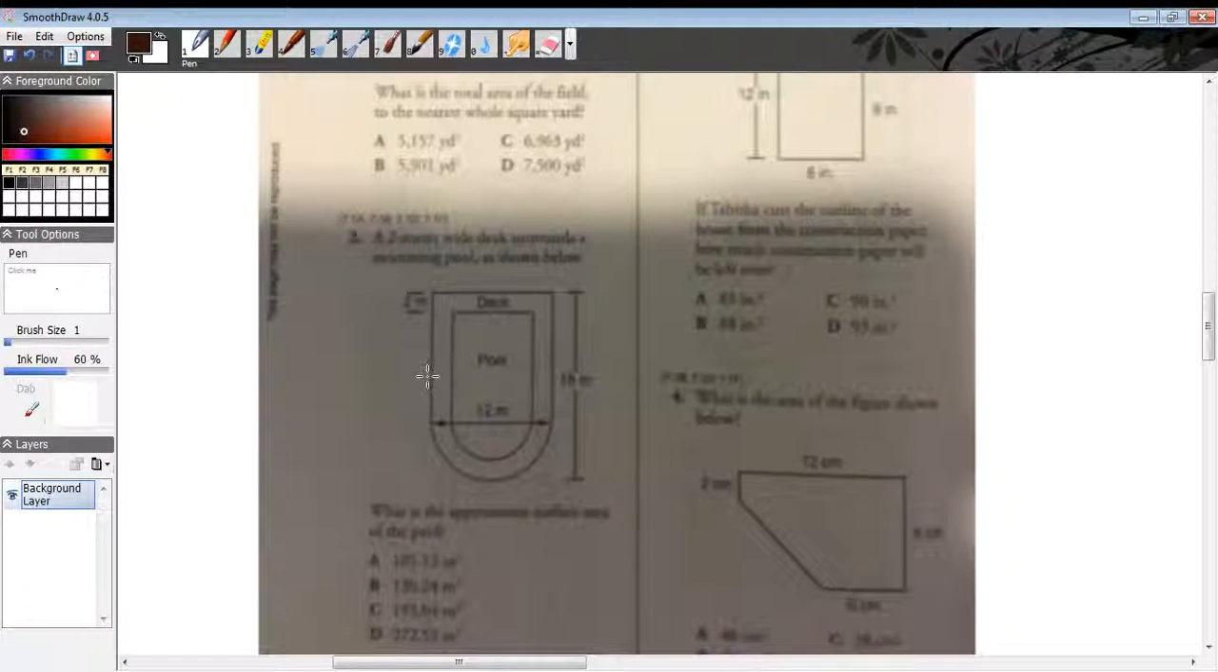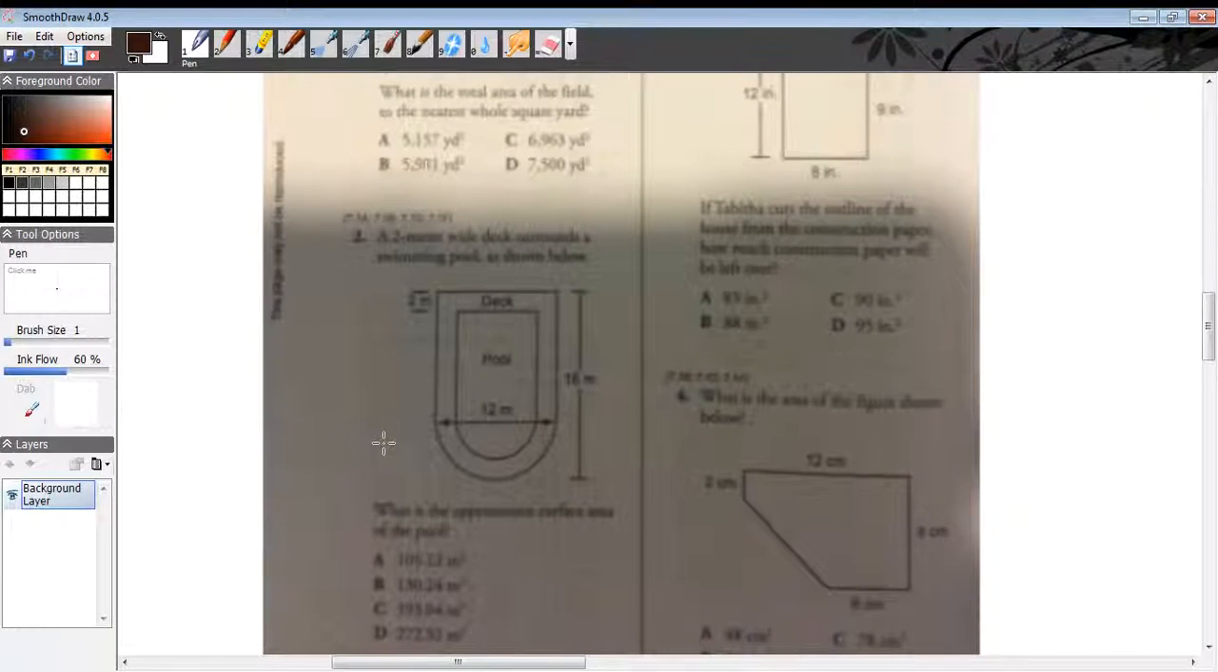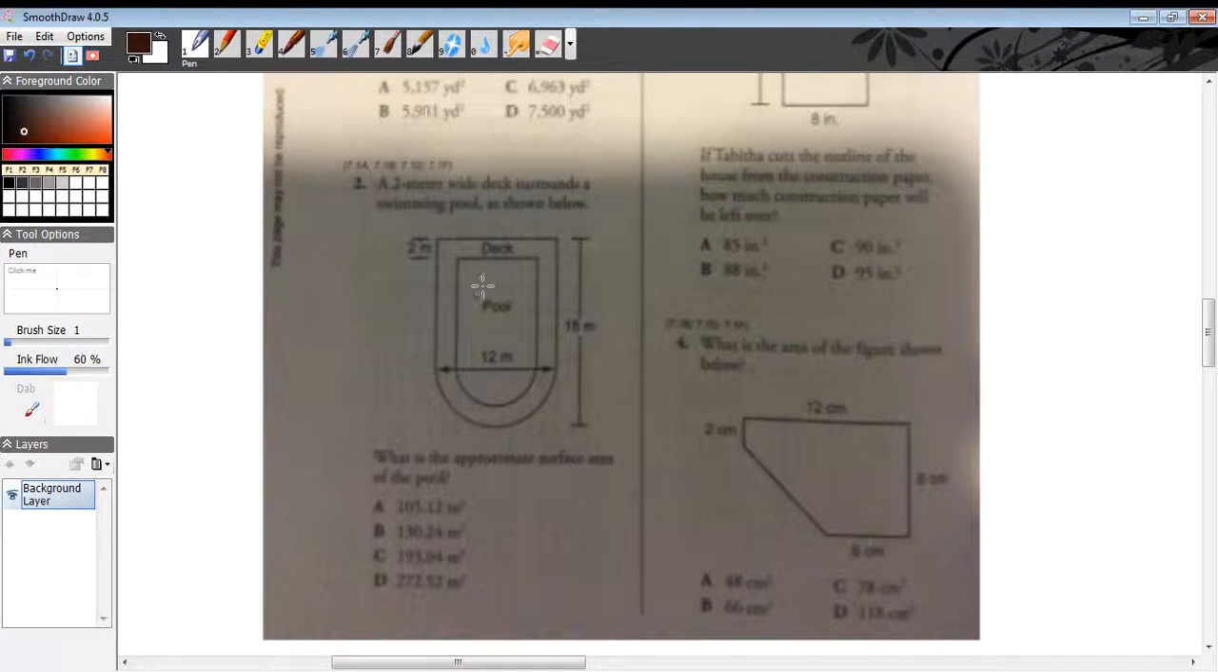Next one, problem 2, definitely one of the trickier ones. A 2-meter deck surrounds a swimming pool as shown below. What is the approximate surface area of the pool? So the pool here, nice blue, is this right here. We know that this is 12 meters. It makes it a little bit harder to see. Okay, so it's this rectangle and then the half circle.